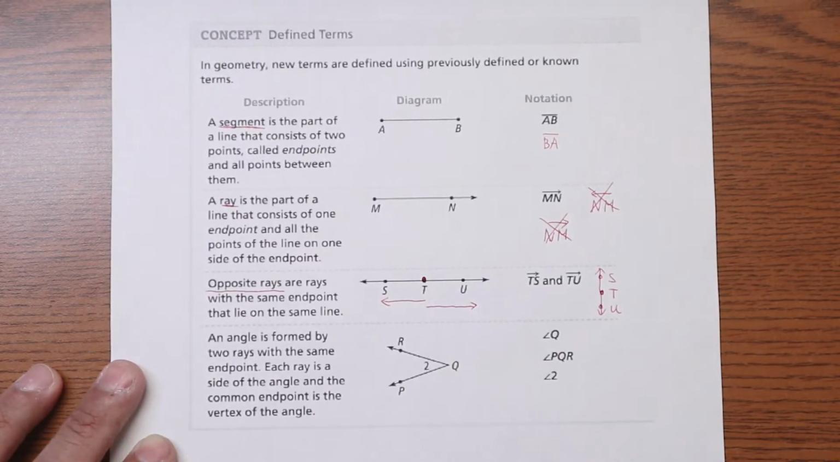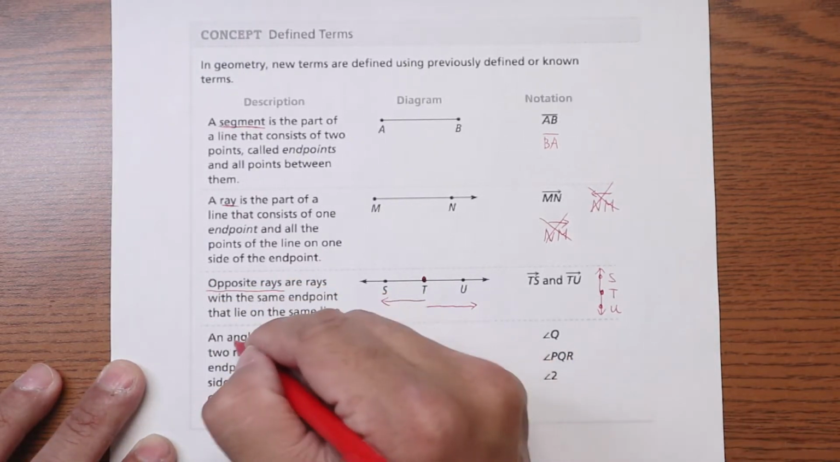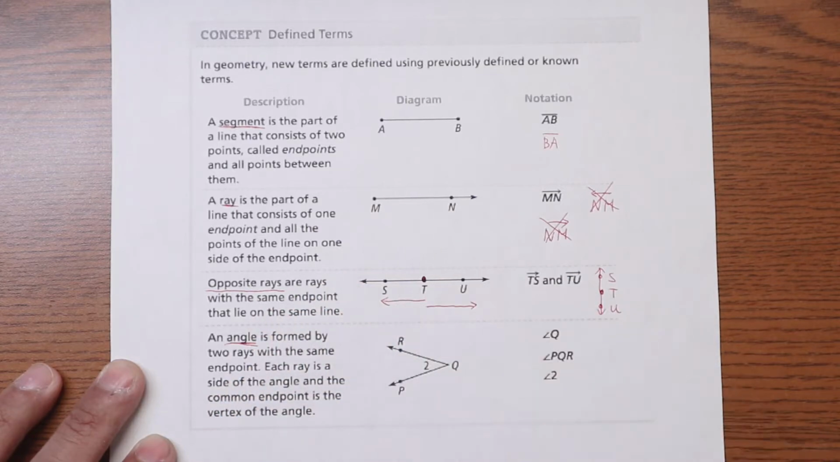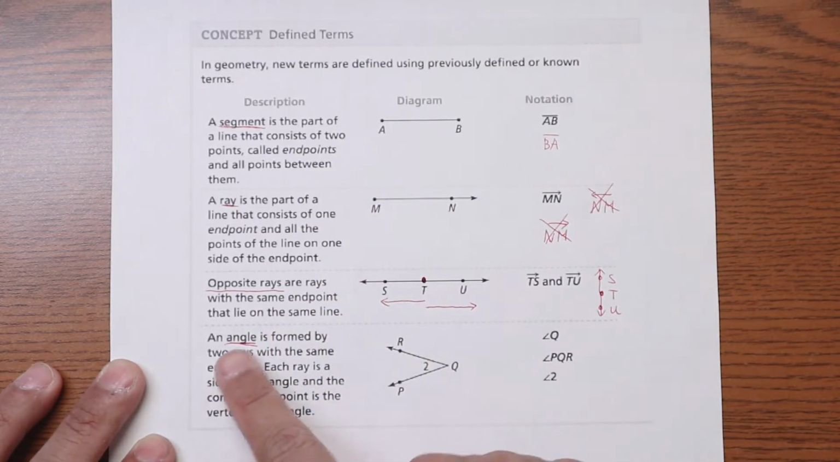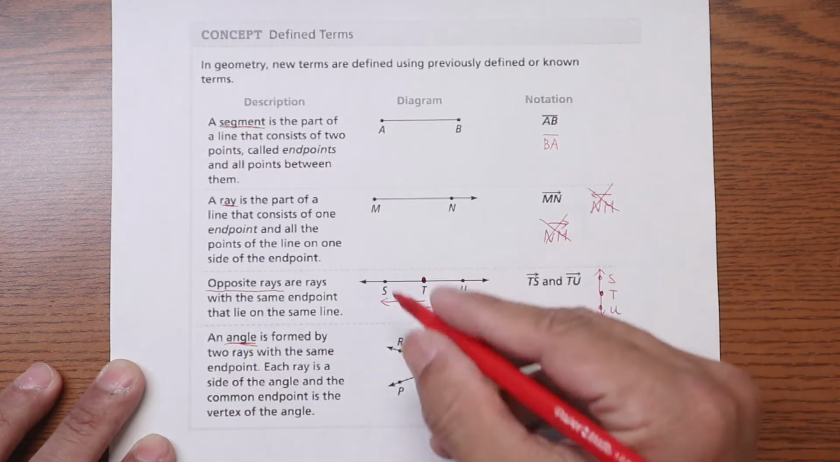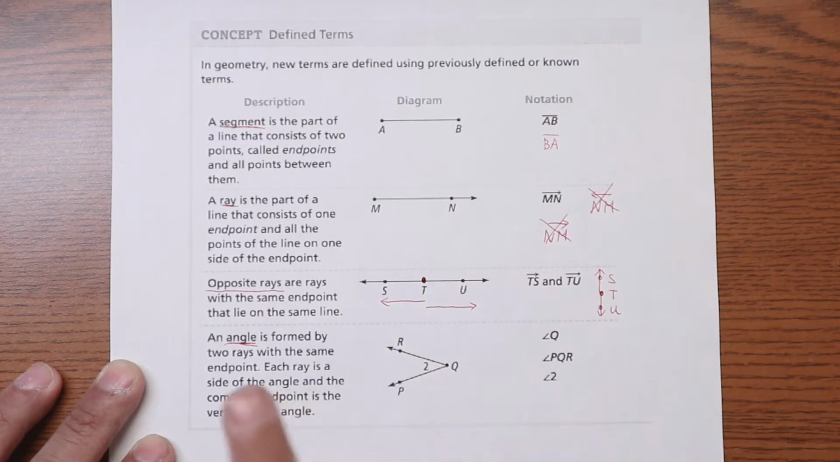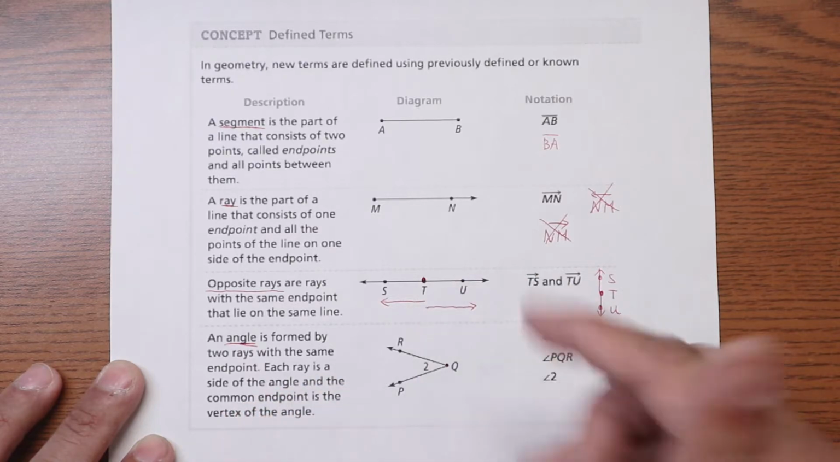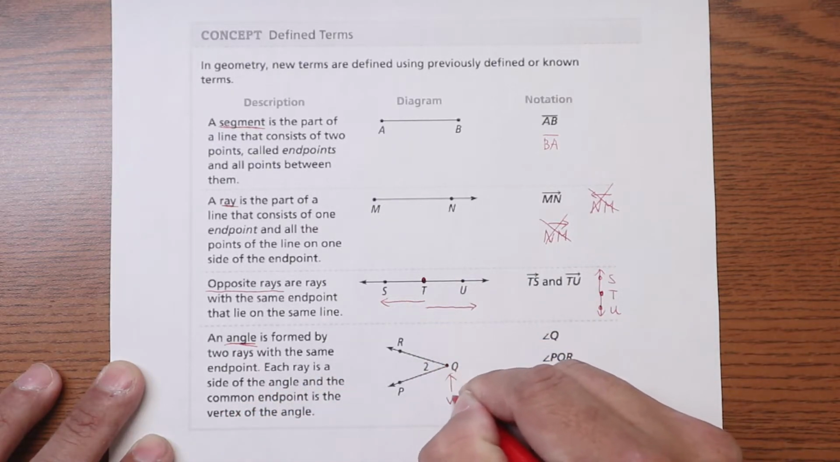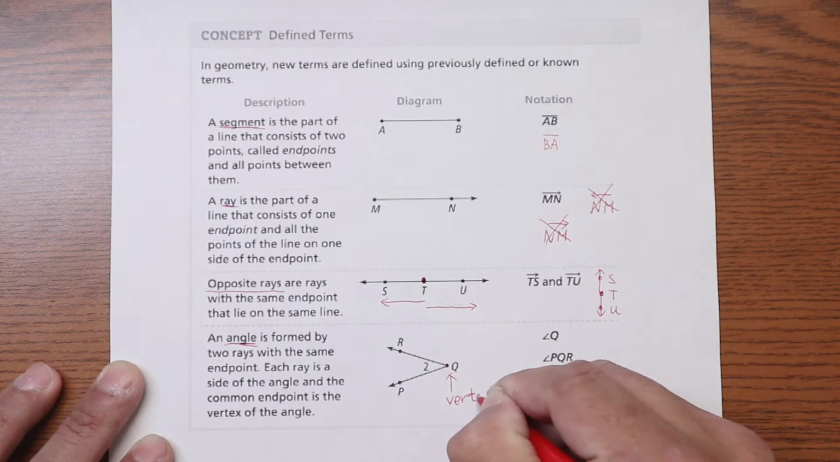Well, the last defined term you're going to learn is an angle. What is an angle? You kind of know ahead of time what an angle is. But in formal definition, an angle is formed by two rays, okay? Two rays, one is QR and the other one is QP, with the same endpoint. Each ray is a side of the angle, and the common endpoint is the vertex of the angle. So this is called the vertex. The vertex is Q, okay?